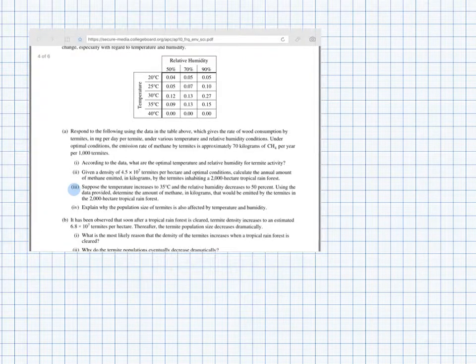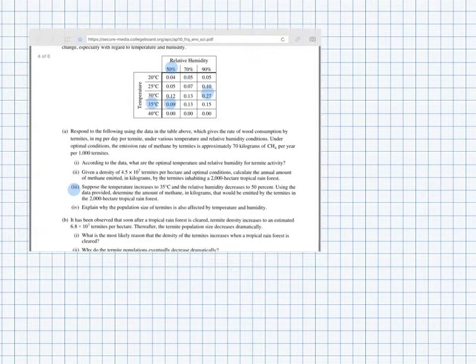Suppose the temperature increases to 35 degrees. So that's here on our chart. And the relative humidity decreases to 50%. So we're looking at a change in the productivity of the termites in terms of how much wood they're consuming. When they consume wood at optimal rates, which is here 0.27 milligrams per day, they create 70 kilograms of methane per year per 1,000 termites.